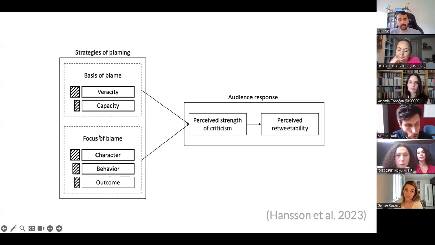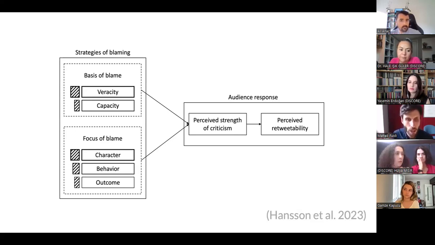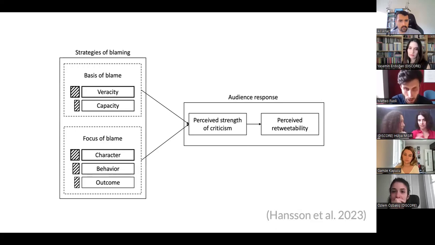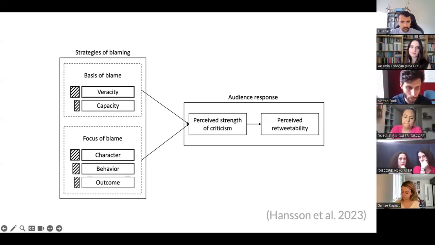And then in terms of the focus of blame, we hypothesized that blaming tweets targeting the character of the politician will be perceived as the most critical, followed by behavior and outcome as targets. Now, we also hypothesized that the stronger the perceived level of criticism, the more negative a tweet is perceived to be, the more retweetable it is also perceived to be initially. This is based on a lot of the literature on viral language and virality online, which has shown time and again that negative content gets shared more keenly and more enthusiastically by people.